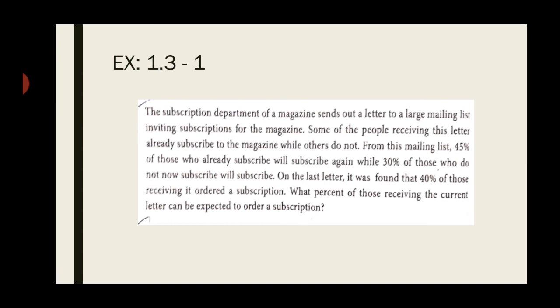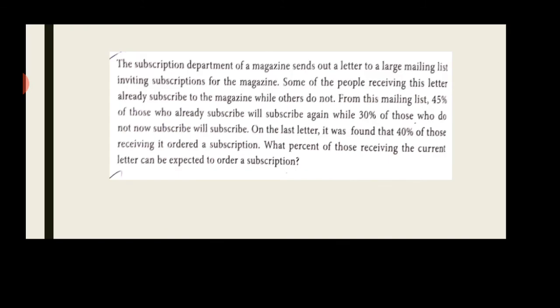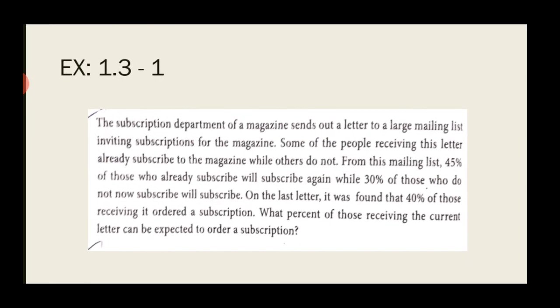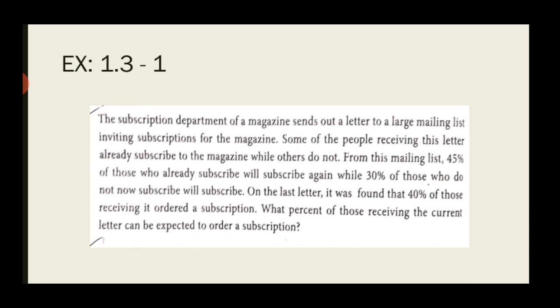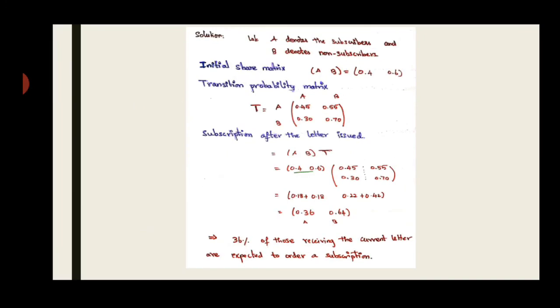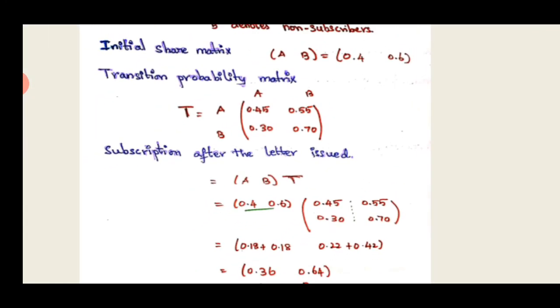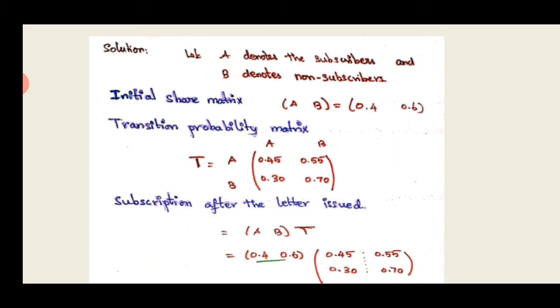So here let A denote the subscribers and B denote the non-subscribers. Okay, here on the last letter you can see that line. On the last letter it was found that 40% of those receiving it ordered a subscription. That means it is the initial share matrix line. So totally the subscribers are going to be 40% and the non-subscribers are going to be 60%. So initial share matrix AB is equal to 0.4 and 0.6. A value 0.4, that is 40 percentage, and B value 0.6, that is 60 percentage.